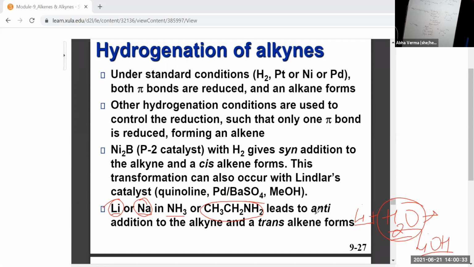So whenever we are going to do this anti-addition of the hydrogens to alkynes to make a trans alkene, we will use these metal ions in ammonia or amine. And these solvents also help us in doing the mechanism. It's a single electron transfer mechanism. We don't need to know about that mechanism for our course, but it is very interesting for all of us to remember that our general chemistry is going to stay with us for the rest of the chemistry life.